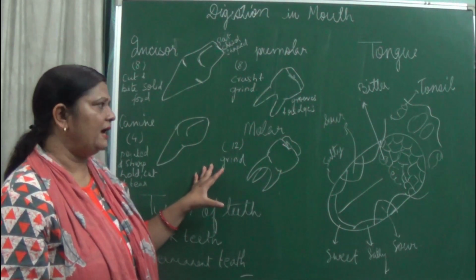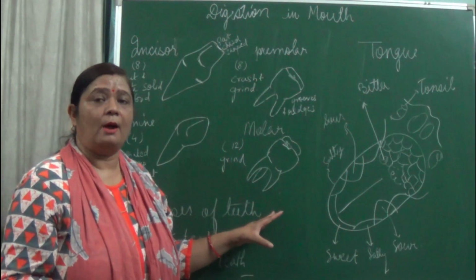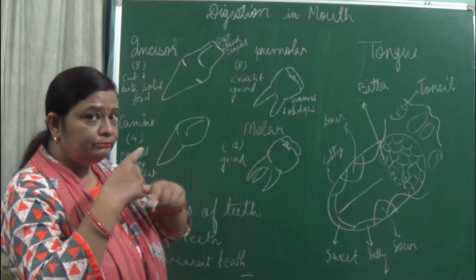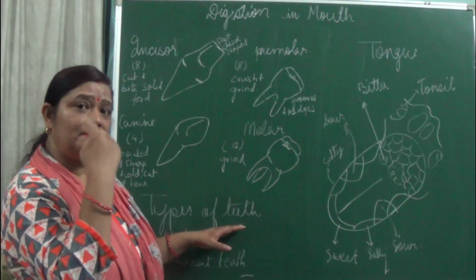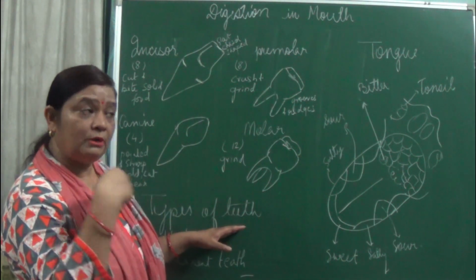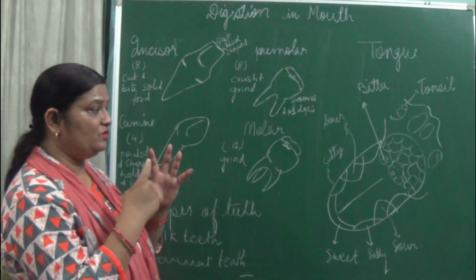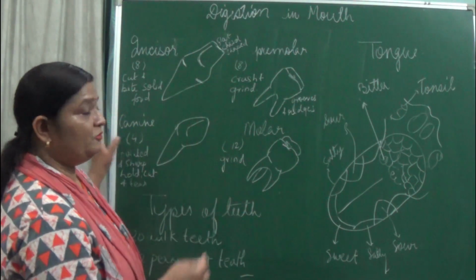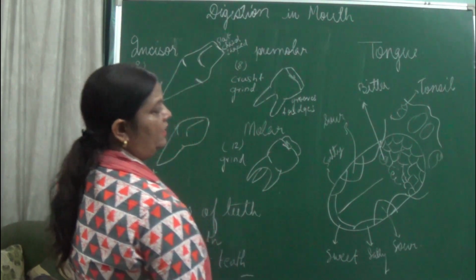Once the food is ground, the tongue now comes and plays a role. The tongue helps the food mix with the saliva, and once it is mixed with the saliva, it is known as bolus. So before that we will be studying the tongue also. You can see the structure of the tongue over here.